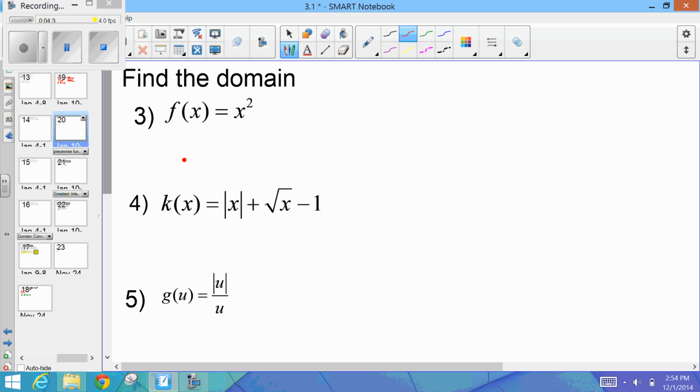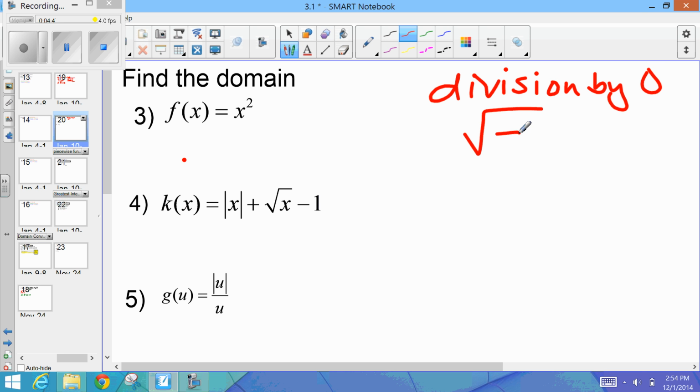All right, so problem number 3, where again we are looking for division by 0 and the even root of a negative number. Problem number 3 has neither. There's no division, there's no even roots, and so therefore the answer is all real numbers.